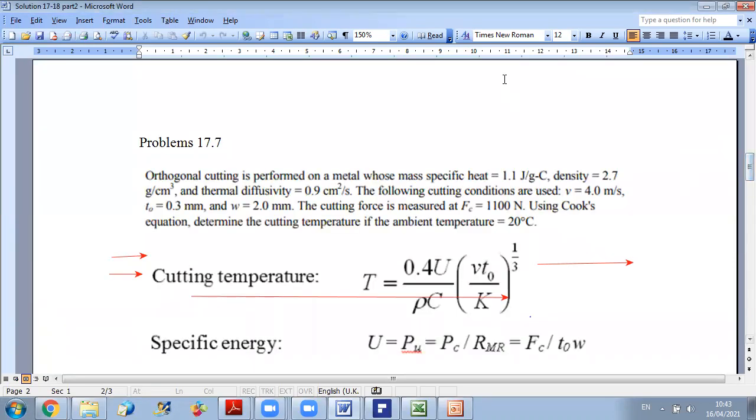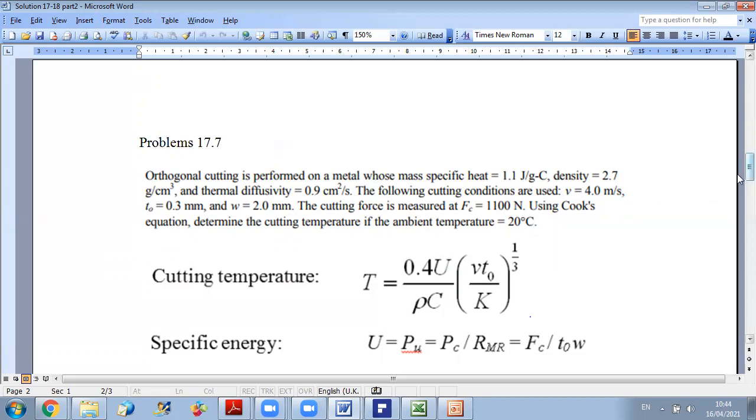Another problem, in orthogonal cutting. Orthogonal cutting is performed on a metal whose mass specific heat is 1.1 joule per gram Celsius. The density is 2.7 gram per centimeter cube, and the thermal diffusivity is 0.9 centimeter square per second. The following cutting conditions are used. V is equal to 4 meter per second, t0 is 0.3, and omega is 2. The cutting force is measured as 1,000 Newton. Using Cook's equation, determine the cutting temperature if the ambient temperature is 20 degrees.